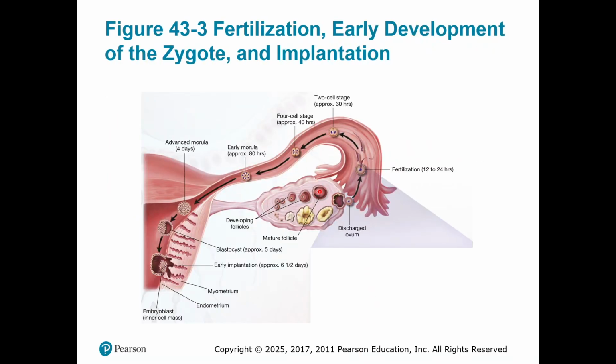And see, here we have a diagram of this. Here we have fertilization, 12 to 24 hours. 2-cell stage at approximately 30 hours. It splits into fours in 40 hours. The egg continues to travel and changes to a blastocyst at approximately 5 days. And then we have early implantation, approximately 6.5 days, where it attaches to that endometrium.